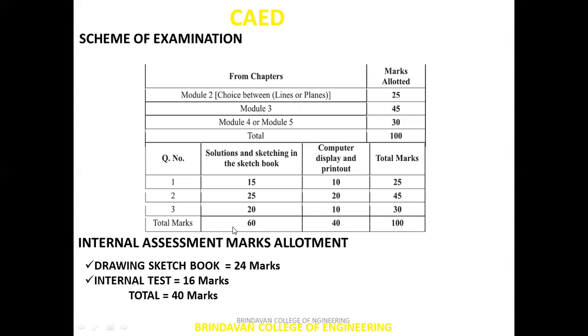So in total, you can see that 60% of the marks are for doing in the sketch and 40% of the marks for doing in the system. And this is the internal marks allotment, how it is done.